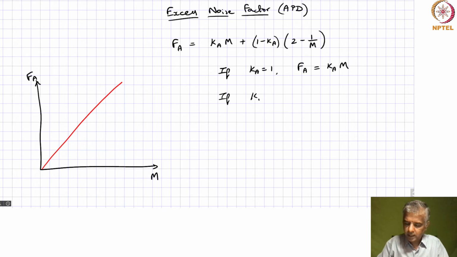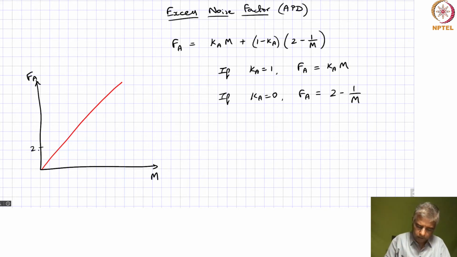What if Ka equals 0? Well, if Ka equals 0, F(a) becomes, the first term essentially vanishes and the second term (1 - Ka) is 1. So, F(a) is 2 minus 1 over m. So, how do we actually represent that? Let us say F(a) equals 2, that corresponds to this line here. So, 2 minus 1 over m is a function that is going to be asymptotic with respect to 2.